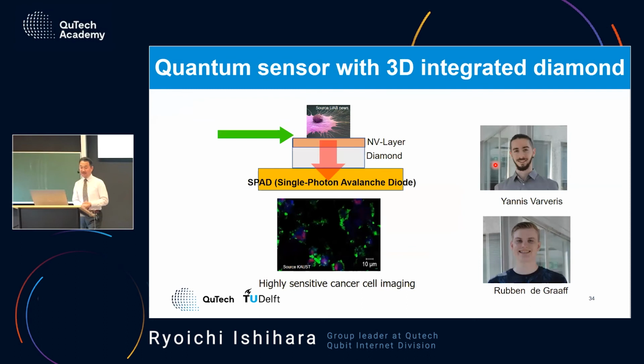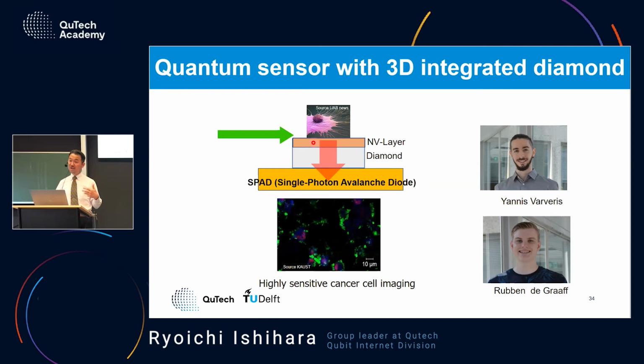3D integrated quantum computers can also be used as sensors, quantum sensors. Yannis and Ruben are working on making a highly sensitive biomolecule sensor with NV diamond. It emits photons, and the NV center is a good magnetic sensor.